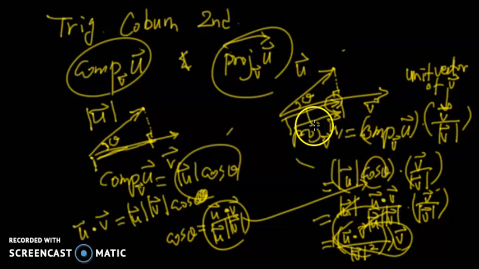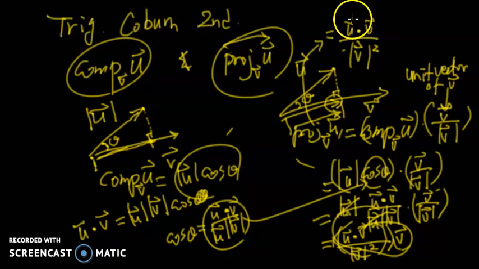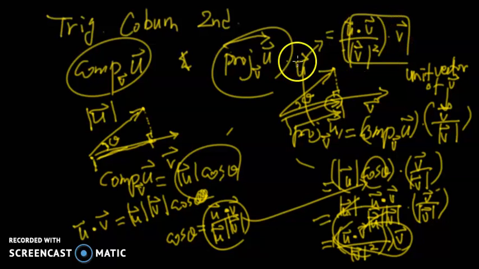Let me rewrite. Projection of U vector along V vector is U vector dot product V vector divided by V vector size squared, times V vector direction. This is the answer of the projection of U vector along V vector, which is vector quantity. Thanks.